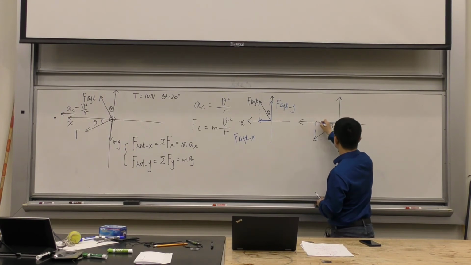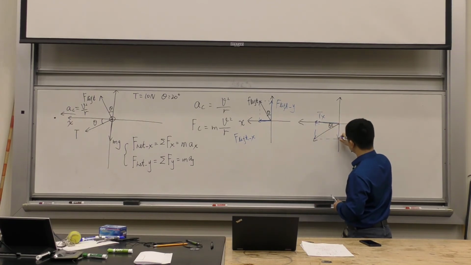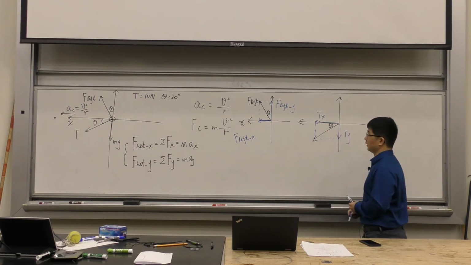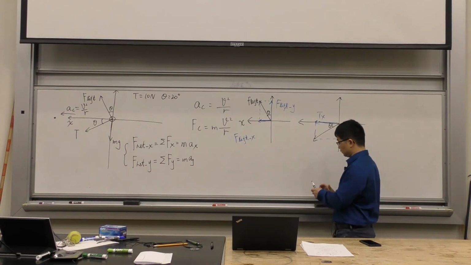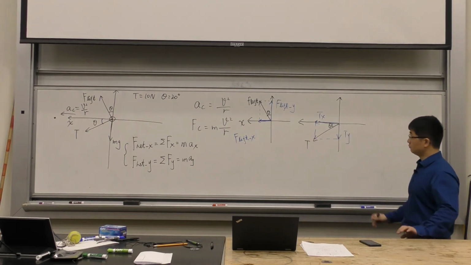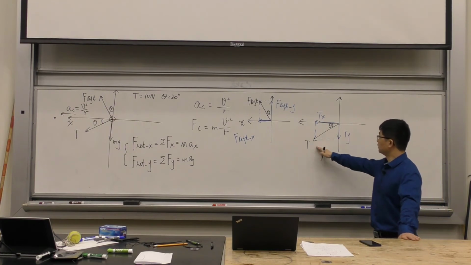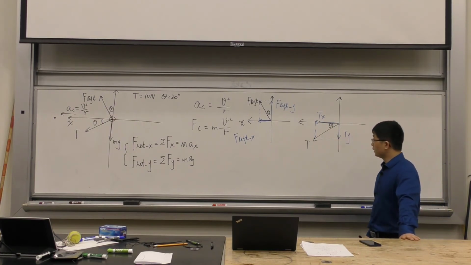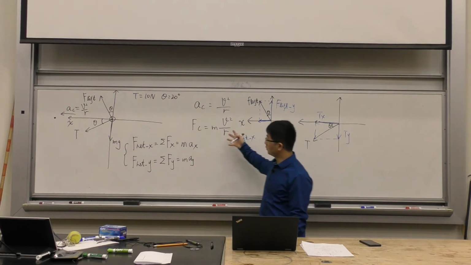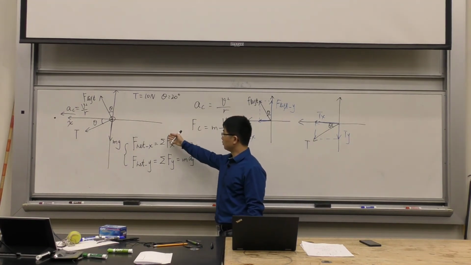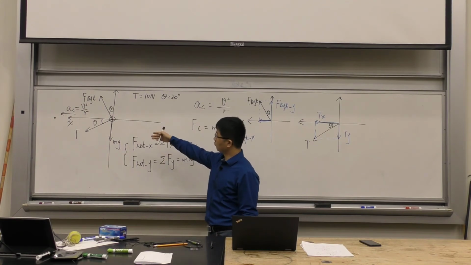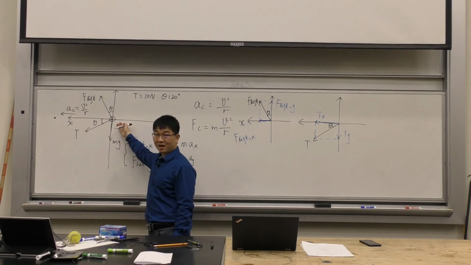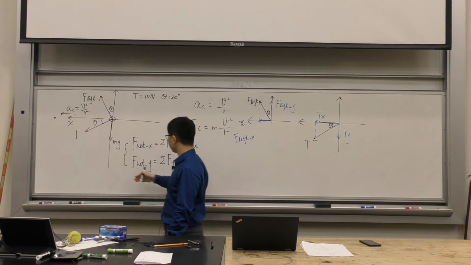This component is going to be Tx, and this component is going to be Ty. And this is still T. So I can also write Tx and Ty in terms of T and theta. Then you can put all these components on the left hand side, x components here, y components here, but don't forget gravity is another y component and it's down, so you should assign a negative sign for gravity.